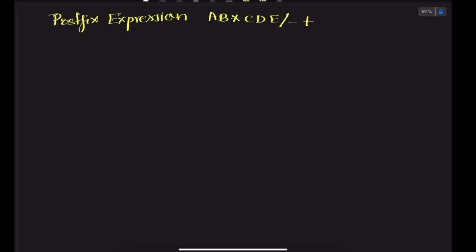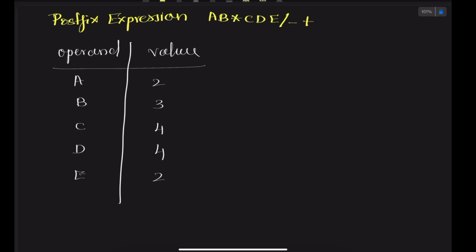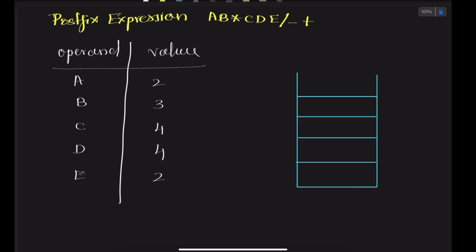So we already know the postfix expression: AB star CDE slash minus plus. This is the expression we converted in the previous step, and now we are going to evaluate it using some values. The operands have these values: A is 2, B is 3, C is 4, D is 4, E is 2. Now we take this expression AB star CDE slash minus plus, and we will read the values one by one.